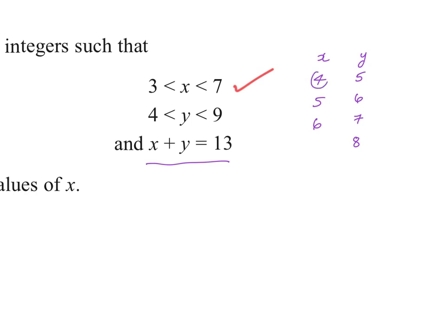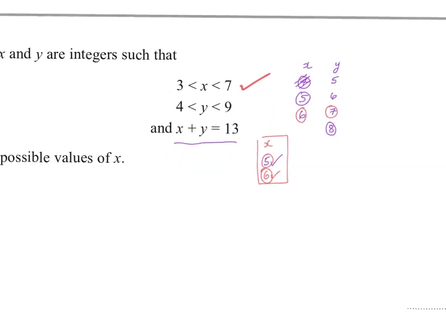Well, if we try 4, add any of those values of y, at most will be 12, so we can't get 13 there. So this one, I'm afraid, is out. We could do 5, add the 8, that would work. So it looks like x could be 5. And also, if we do 6 and the 7, that would make 13. So it looks like the values of x that are allowed will be 5 and 6.